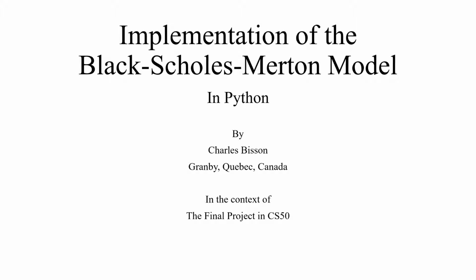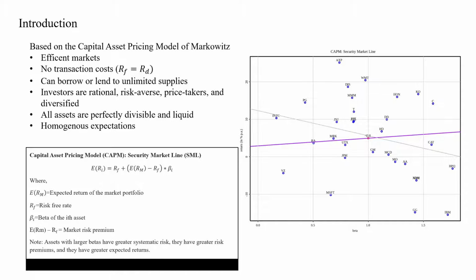So the whole goal of Black and Scholes is to calculate the prices of options. The Black and Scholes model is based on the CAPM model of Markowitz. So it is simply a linear regression between the expected return of an asset and its systematic risk, which means that it is the risk of an entire market.